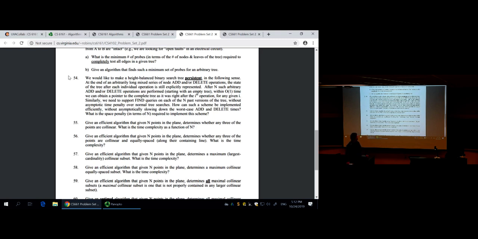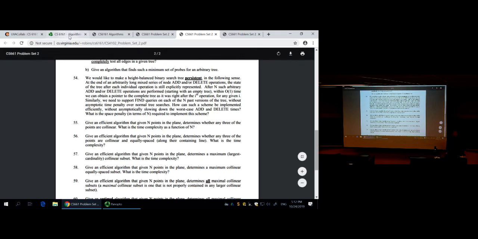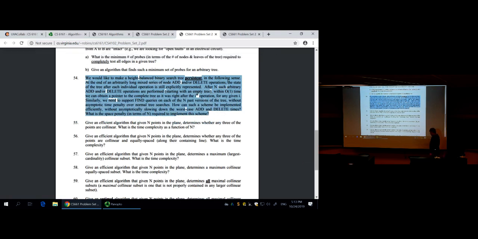All right. So let's solve some problems here. So there's a big one, number 54. We want to make a height balance tree persistent. In other words, we talked about data structures a couple months ago now. Talked about height balance structures like 2-3 trees, B trees, AVL trees, red black trees, all kinds of height balance data structures whose height is only logarithmic in the width, or the number of items, whatever data structure it is.